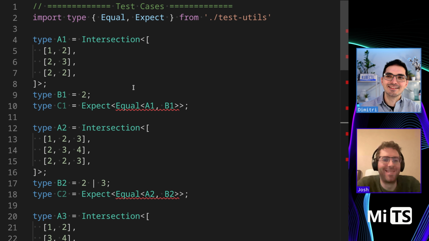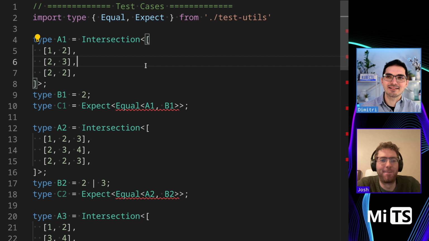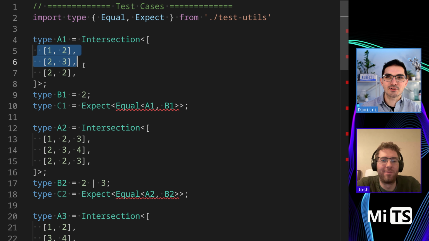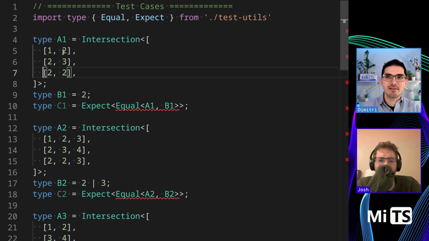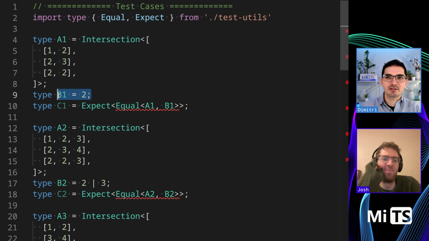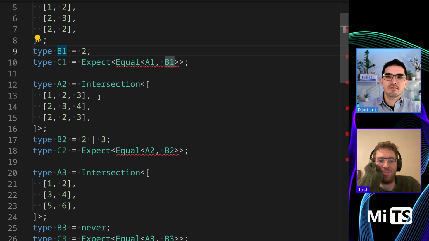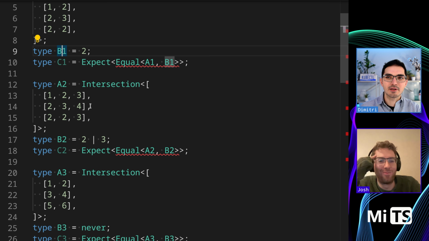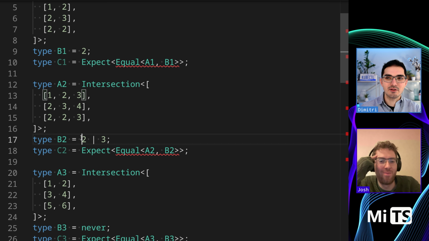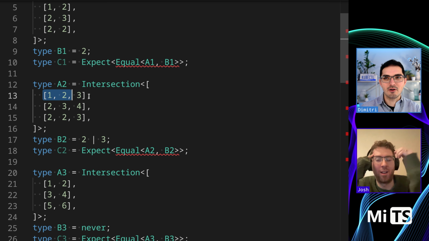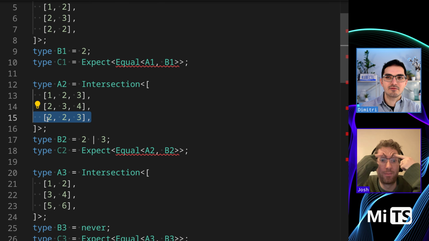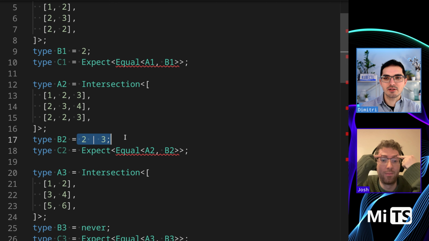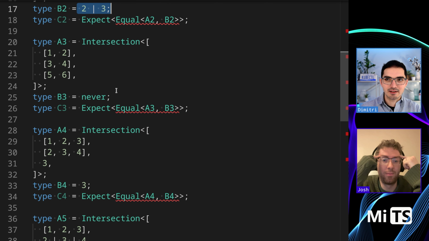So let's look at the inputs here. For A1, we have a bunch of different tuples, and they all have 2 in them. So the answer that comes out is 2. If there were multiple things that they all have in common, then the answer we would get out would be the union of those things they have in common. So all 3 of these elements are tuples themselves that have 2 and 3 inside, so we get 2 and 3. If they don't have anything in common, then we get never, because never is the empty set.